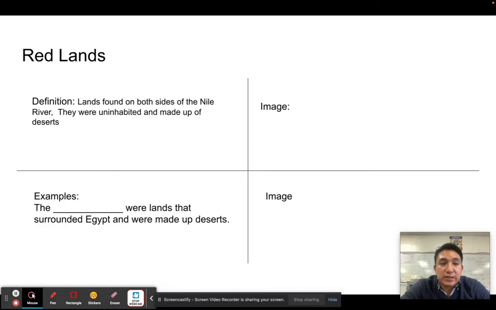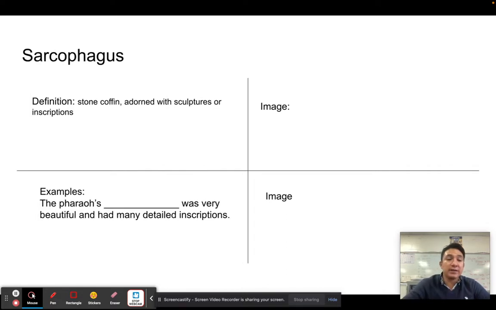Our next word is redlands. The redlands are found on both sides of the Nile River. These were called redlands because they were uninhabited and made up of deserts. So it was very hot. You get little to no growth of plants. It's very hard terrain. And most of Egypt is made up of these redlands. And then here's our word example: the blank were lands that surround Egypt and were made up of deserts.